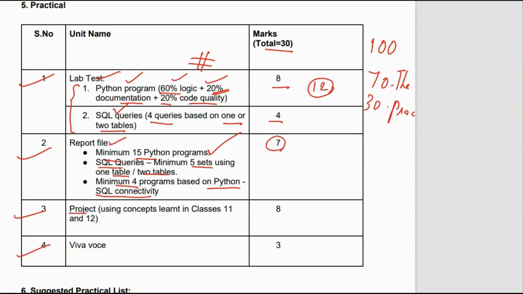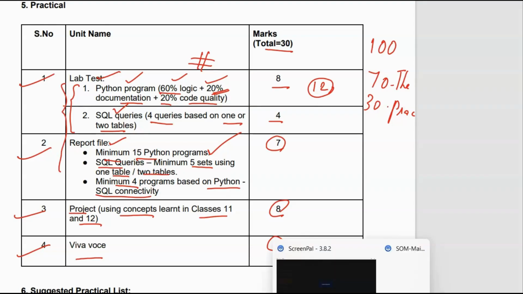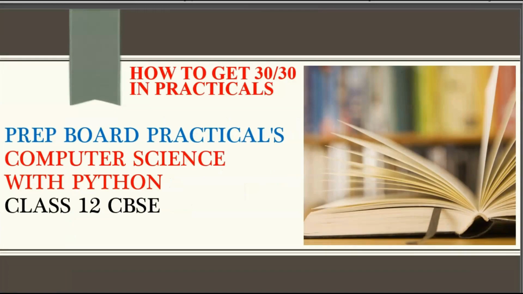Coming to the projects, under the projects they might be asking you viva voce questions. Under the project, you should use the concepts of class 11 and 12, like modules and the functions you have learnt in the sessions of 11 and 12, and use them in the project, and it carries 8 marks. The viva voce carries 3 marks. All this is covered under the 30 marks. Under the viva voce, they will ask you questions related to your project and to your practicals.